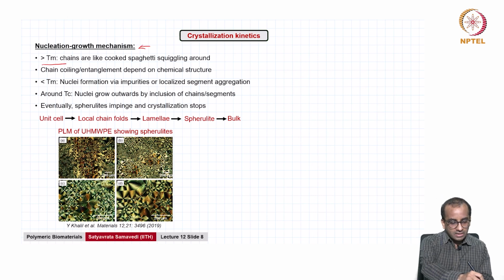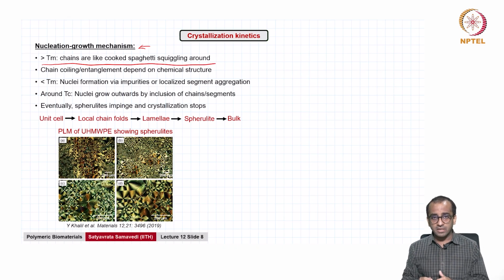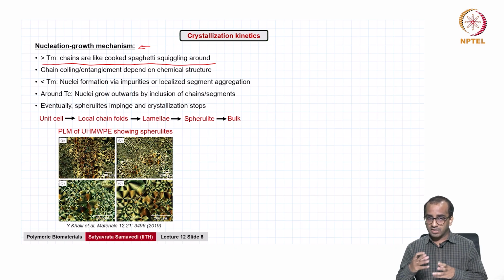So, now you are looking at a polymer in the melt which is at a temperature greater than the melting temperature. These chains are like cooked spaghetti squiggling around. Now, this is an analogy we have seen earlier, where you can think of polymer chains like an entangled mass of cooked spaghetti.